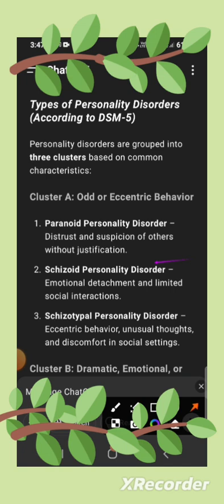Schizoid personality disorder (SPD). Prefers solitude and avoids social interaction. Lacks interest in close relationships or emotional bonding. Appears emotionally cold or indifferent to praise or criticism.